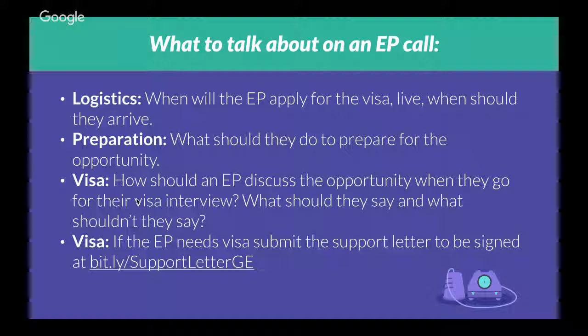And also, if they need a visa, please have your VP or member get the template from the ISIC US Hub and submit the filled out template to be signed by me at bit.ly/support-letter-GE. So we have the ISIC support letter and the company letter. I need to sign off on the ISIC one for each EP.